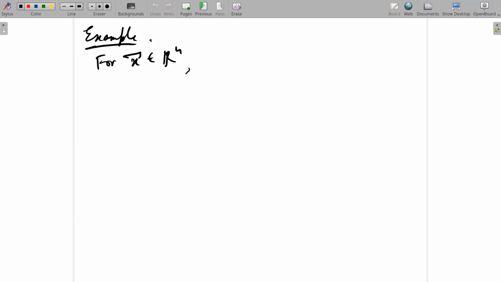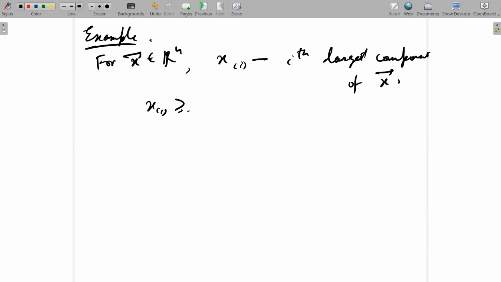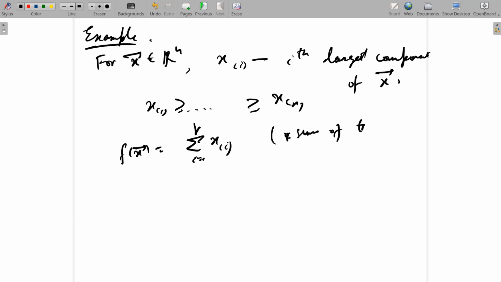And here for x belongs to Rn, let's define x of i as the ith largest component of x, so that you have x of 1 is bigger than or equal to the rest, so that's the biggest element, and x of n is the smallest of the coordinates of x. So now let us define f of x to be the summation i equals 1 to r of x of i, meaning you take the r largest entries and you add them up. So this is the sum of the r largest elements of x.